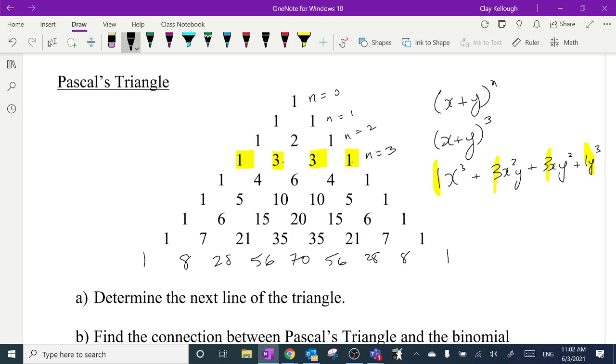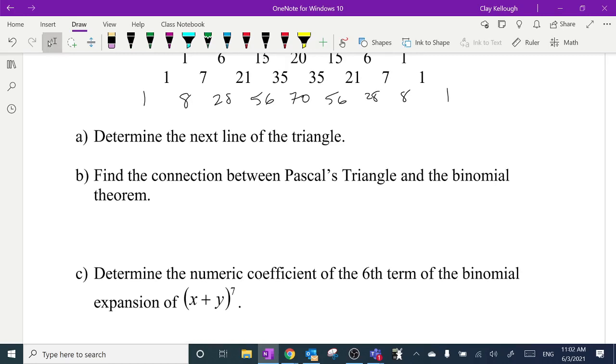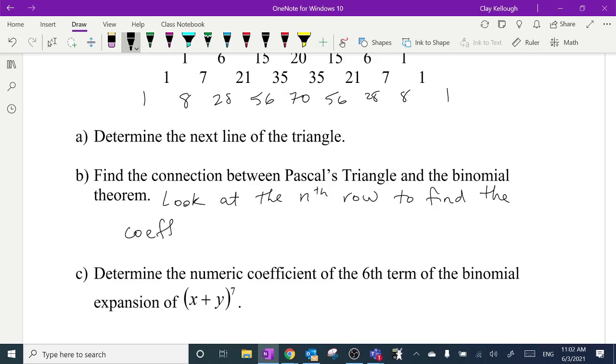And again, the n plus 1th row is always going to be exactly what you need for coefficients when you expand a binomial. So the connection between Pascal's triangle and the binomial theorem is to look at the nth row to find the coefficients of the expansion.